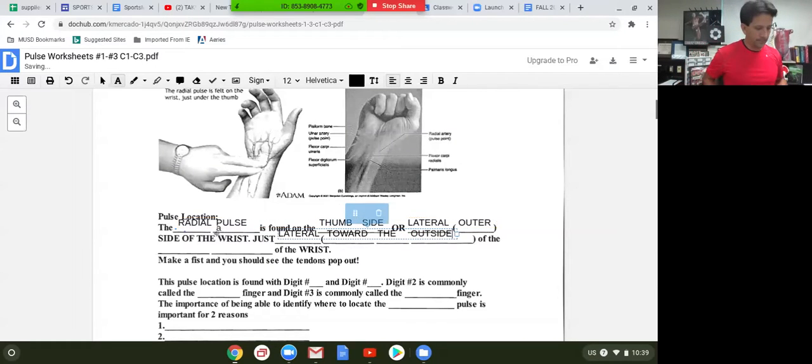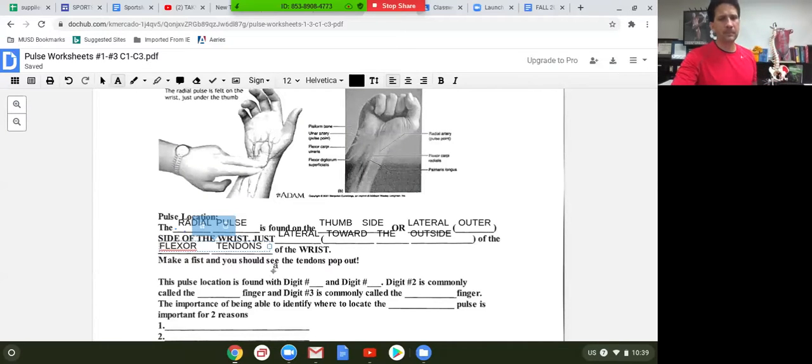of the wrist. Or sorry, of the flexor tendons of the wrist. These are the flexor tendons. I have a video I'll show you in a little bit. So they're just lateral to the outside of the wrist, of those flexor tendons of the wrist. If you make a fist, you should see the tendons pop out. I'll explain that in a little bit here.